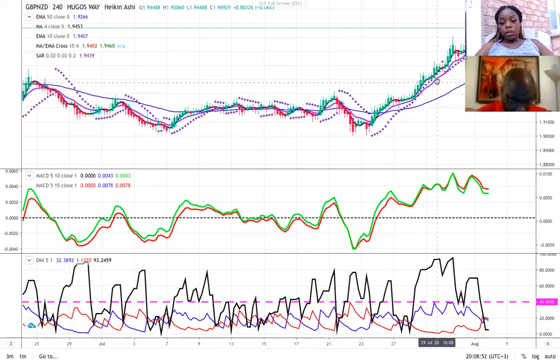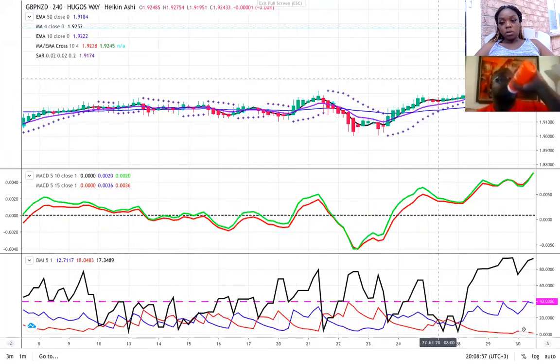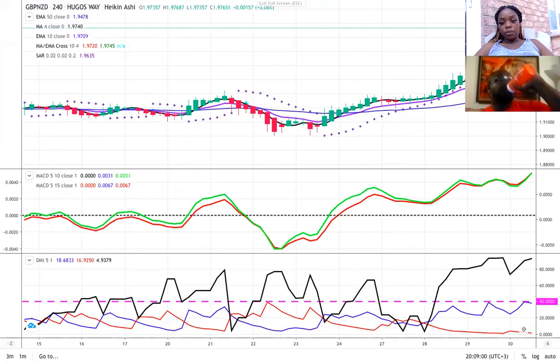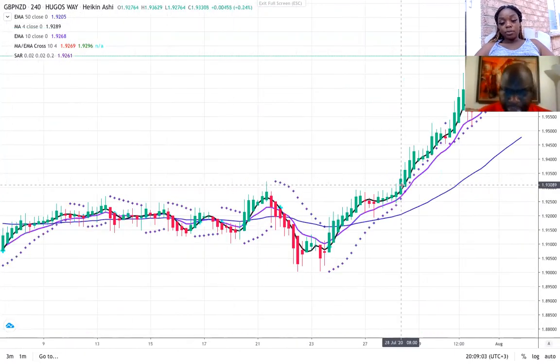So this is the MA Cross Max Sauce, whatever you want to call it. This is the shooting star. How simple.